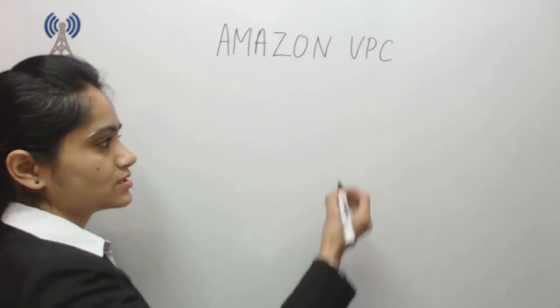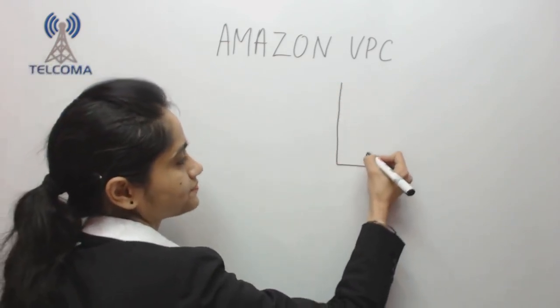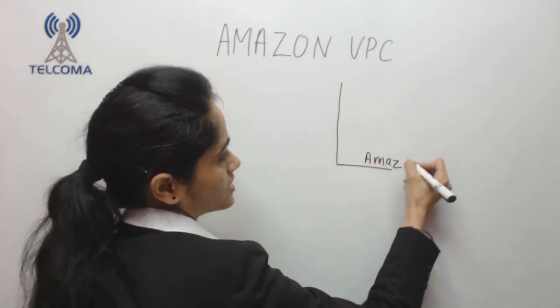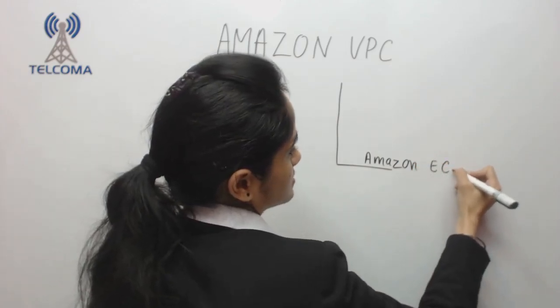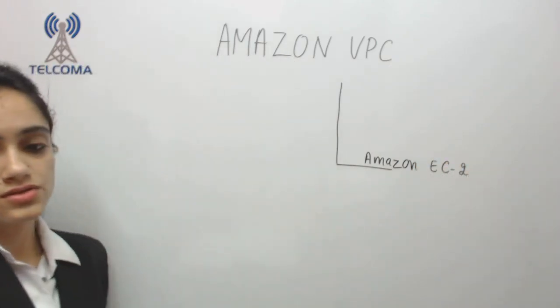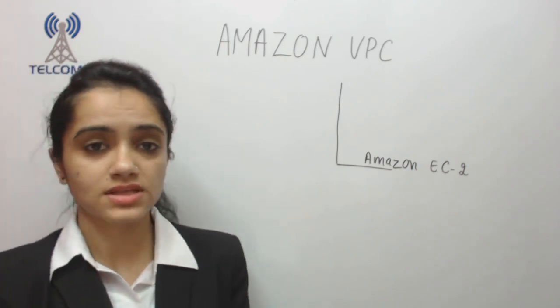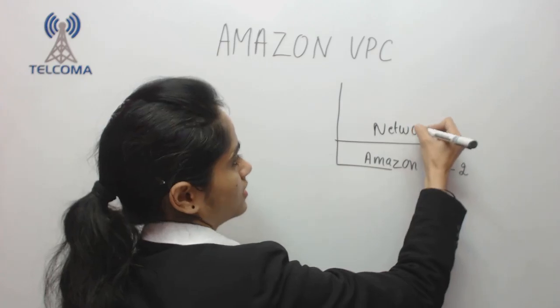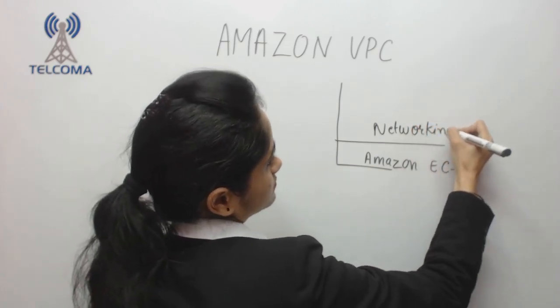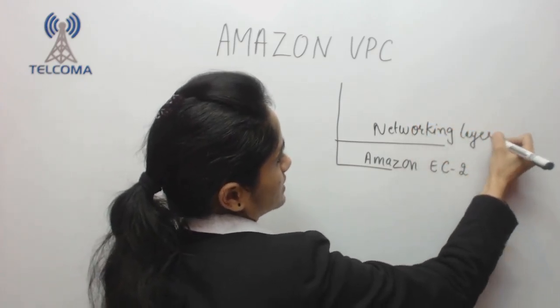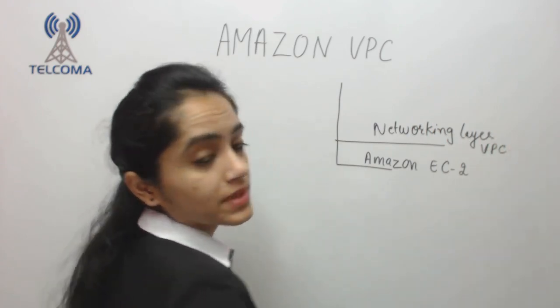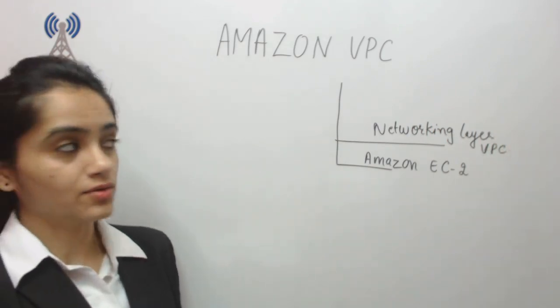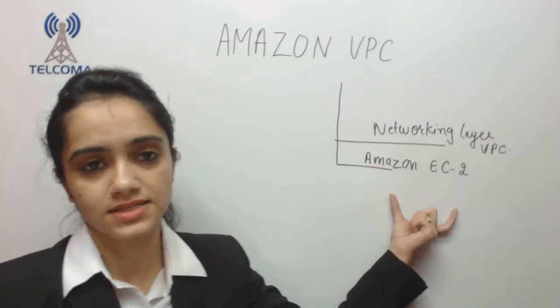Now, Virtual Private Cloud is basically a networking layer of Amazon EC2. We have Amazon Elastic Compute Cloud, Amazon EC2, and this one is basically the networking layer. So we call this the Virtual Private Cloud. Basically, Virtual Private Cloud is a networking layer of Amazon EC2.